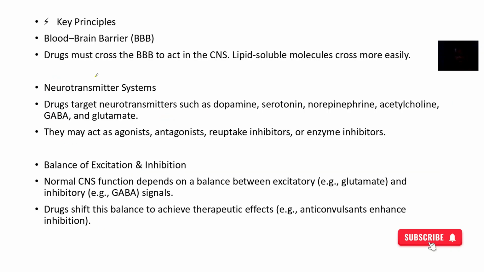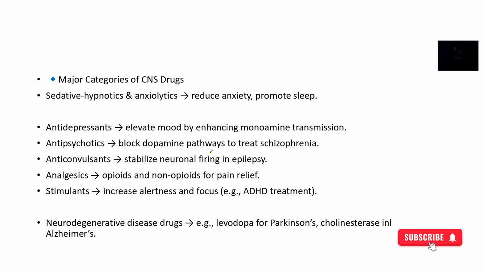The key principles we'll look at here: we'll study the blood-brain barrier, talking about how some drugs can cross the blood-brain barrier and how some cannot. We'll also study the natural neurotransmitters: dopamine, serotonin, norepinephrine, acetylcholine, GABA, glutamate. Of course, these neurotransmitters give the basis for why some drugs we use today have been developed. We'll also talk about the balance of excitation and inhibition of the nervous system.